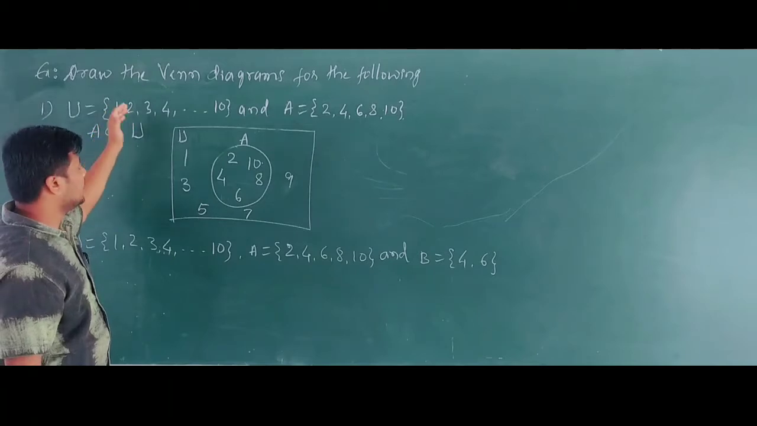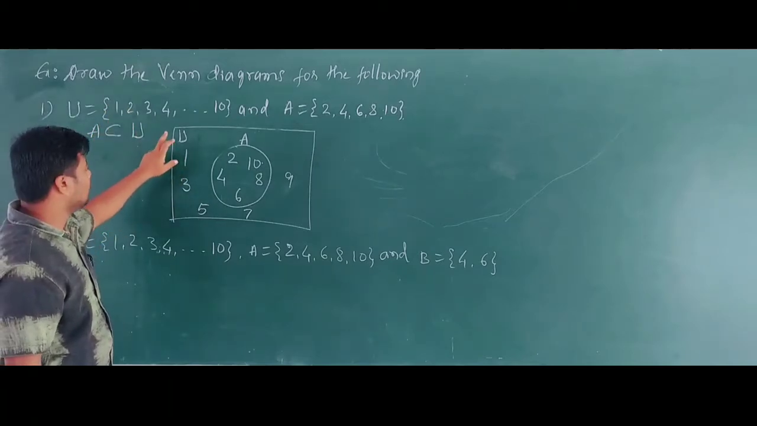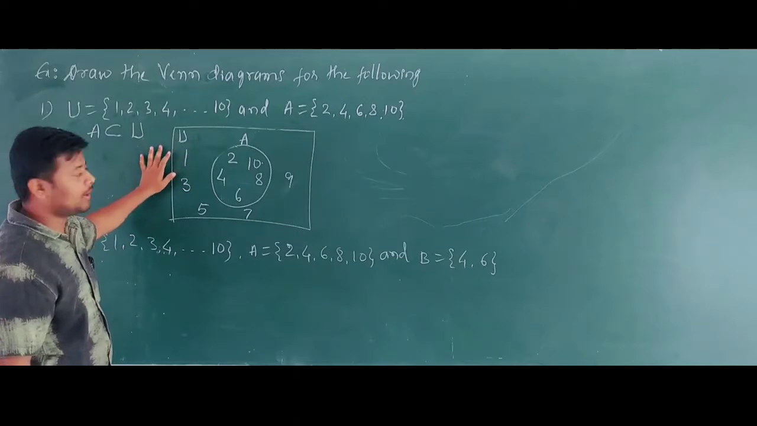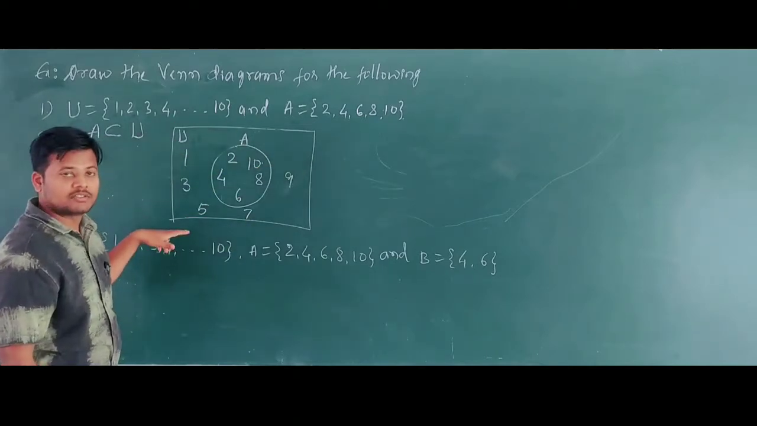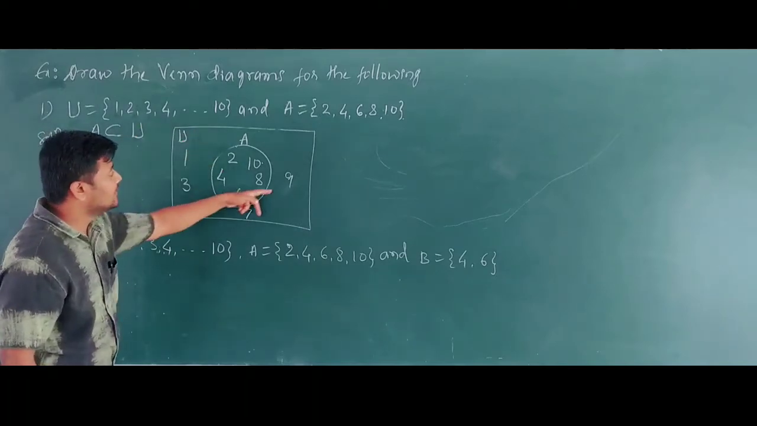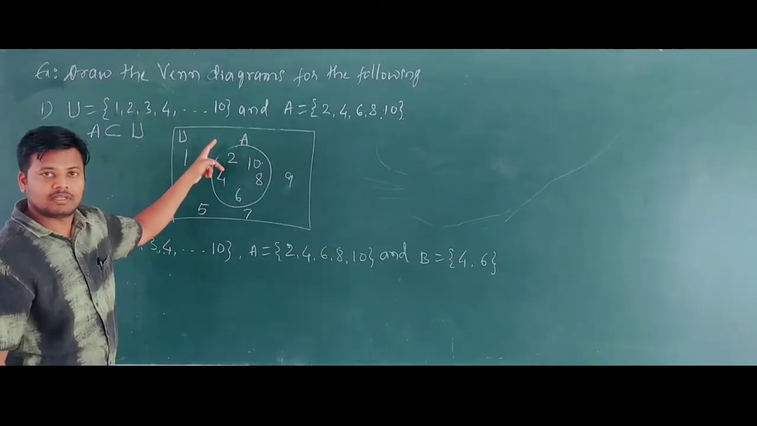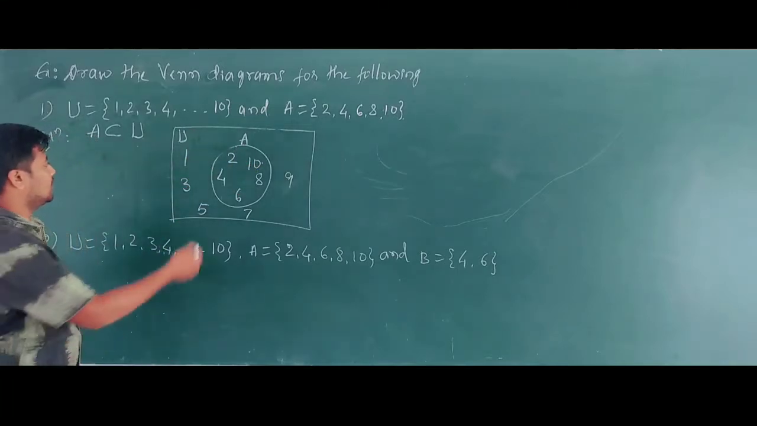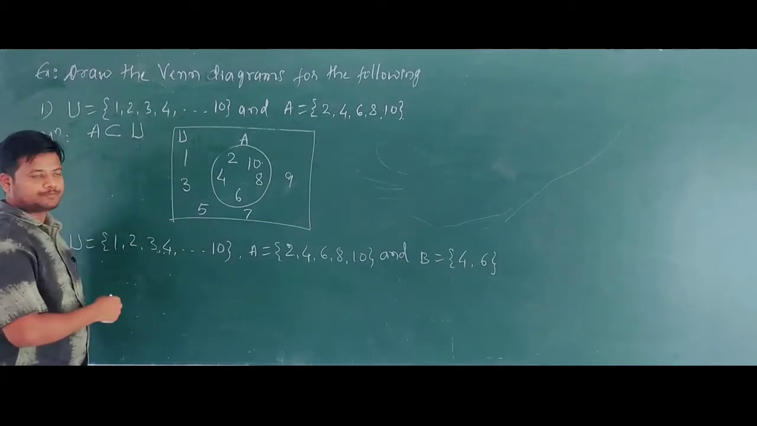This is how we represent the example. The universal set is represented by a rectangle. Subsets of the universal set are usually represented by circles. Is it clear? We denote a subset by a circle and the universal set by a rectangle. After that, we list their elements.